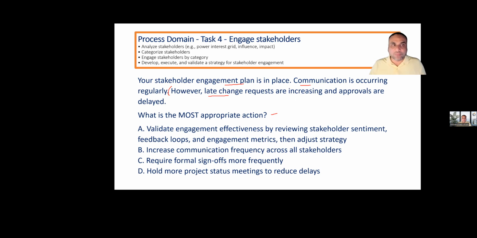So, how to fix this problem before we jump to the answers directly? Late change requests are increasing and approvals are delayed. So, we have a blocker, right? We have an impediment, which is slowing down our performance. Validate engagement's effectiveness by reviewing stakeholders' sentiment, feedback loops, and engagement metrics. Then adjust strategy. Increase communication frequency across all stakeholders. Require formal sign offs more frequently. Better answer also. Hold more project status meetings to reduce delays.